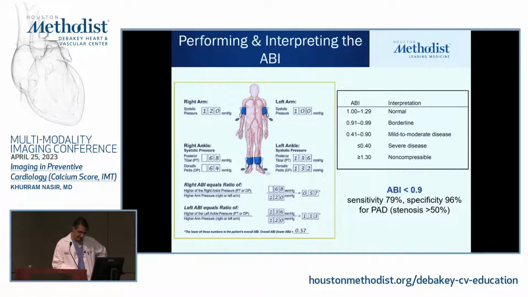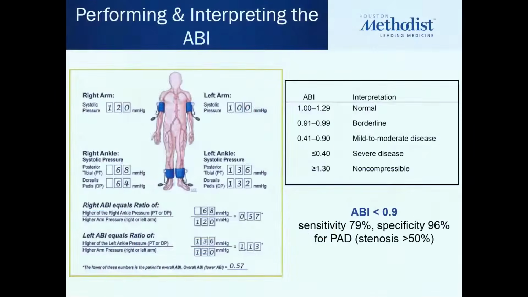As opposed to the left side, where you can see the blood pressure in the ankle was 136. The higher of the ankle pressures divided by the highest blood pressure in the arms, which was 120, gives you a number of 1.13. So it's important to know that it's not simply comparing just the right side. You're really using the higher blood pressure in either arm as your denominator, and the numerator in your ankle is the highest number of the DP or the PT. Okay, is that clear?